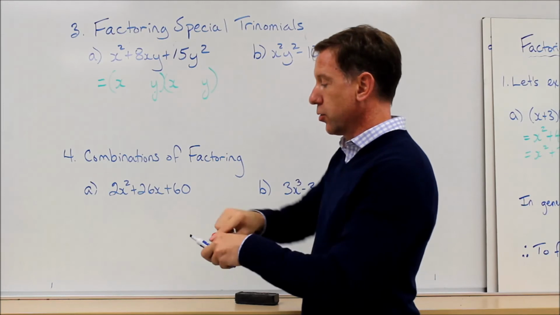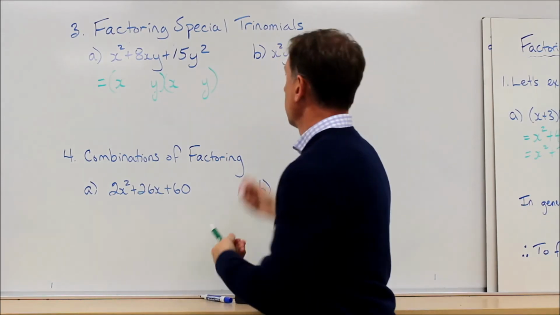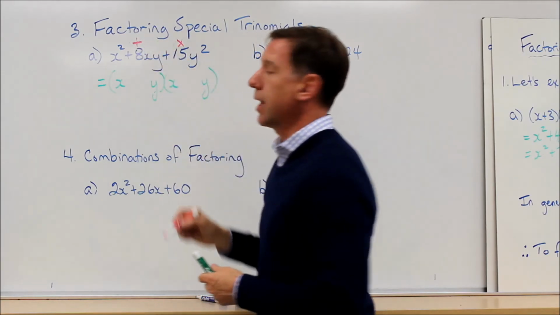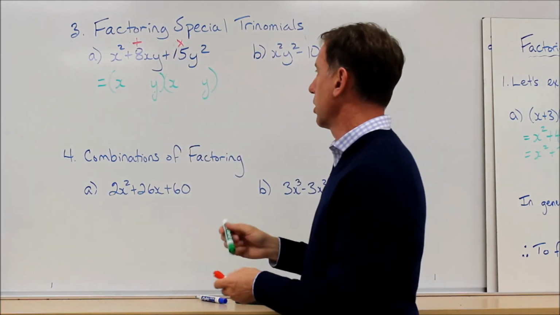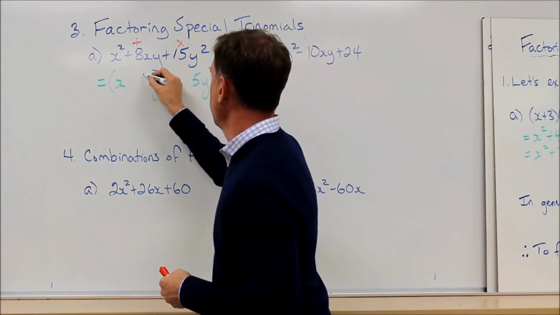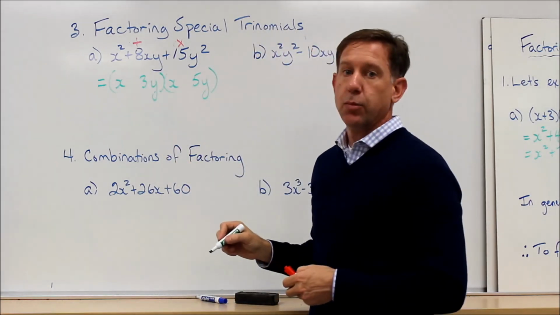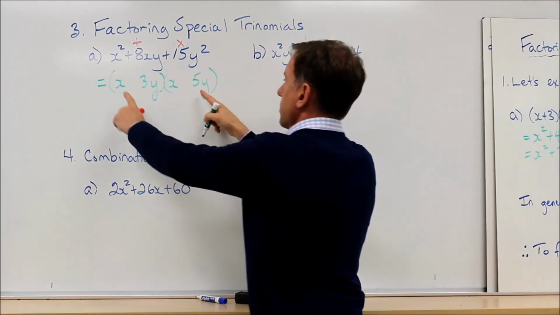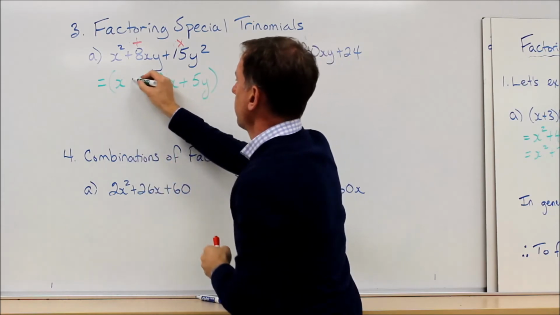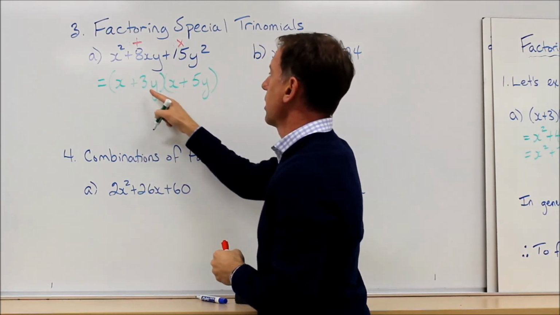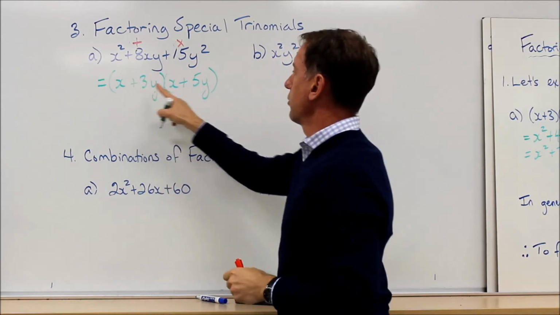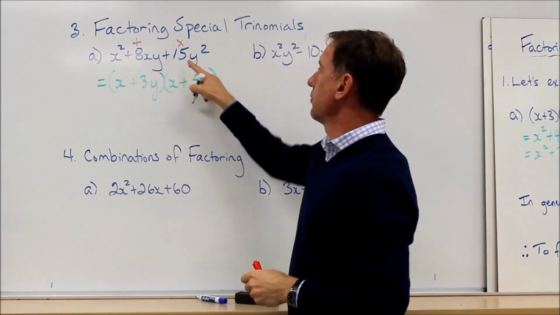The process still is going to be thinking of numbers that multiply to 15 that add up to 8, and hopefully you can come up with 5 and 3. And putting in the signs then, just checking, we've got 5xy on the outside and 3xy for the inside. 5xy plus 3xy is 8xy, and positive 3y times positive 5y is 15y squared.